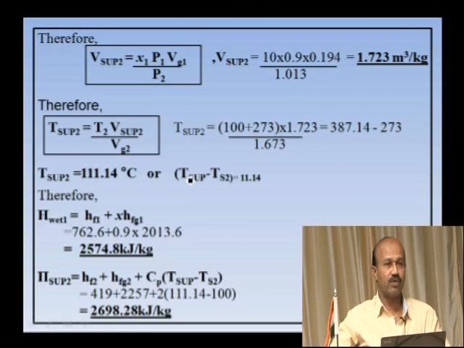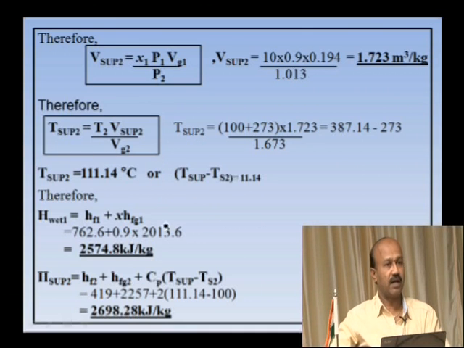If you want degree of superheat, find T sup minus T sat. T sup is 111.14 and T sat is here 100 from the steam table. So, 111.14 minus 100, you will get around 11.14 degree C of superheat. So, now we have the superheated temperature is 111.14 degree C.